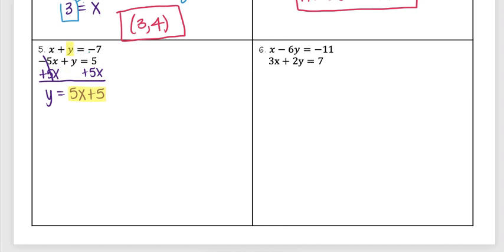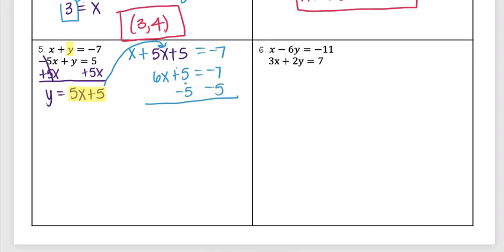And so that means instead of x plus y, I'm going to have x plus 5x plus 5 is equal to negative 7. Well, x plus 5x, I get 6x plus 5. Subtract 5 from both sides. And then divide both sides by 6. And so I get x is equal to negative 2.